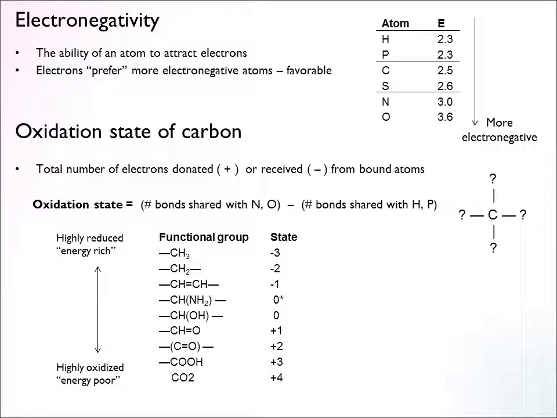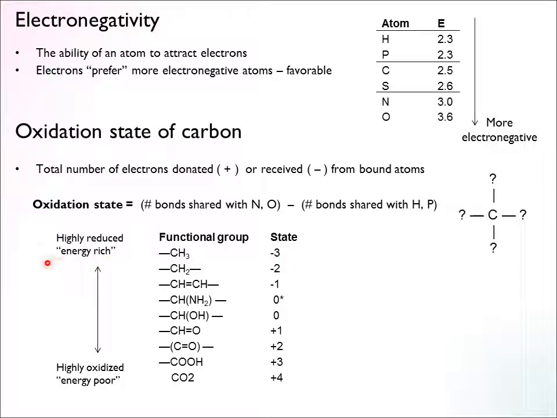If you have groups of this type, methyl groups, straight carbon chains, they carry a lot of hydrogens, which means that they will be negative. They have a lot of bonds to hydrogen. The extreme case would be -4. That's just methane, but that doesn't occur so often. So generally the lowest oxidation state we see is methyl groups at -3. So this is highly reduced.